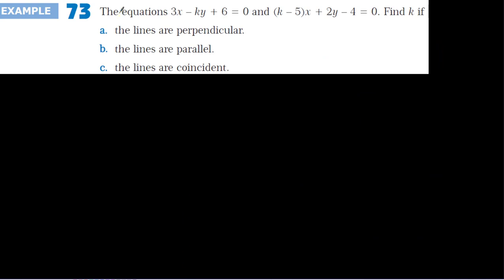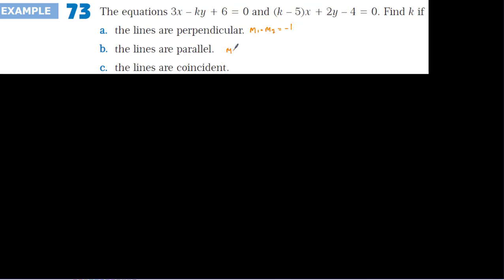Now we are going to continue with this question. The equations 3x minus ky plus 6 is equal to 0 and (k minus 5)x plus 2y minus 4 is equal to 0. Find the value of k if the lines are perpendicular, if the lines are parallel, so we are going to solve the question 3 different times by using the same equations. In the first condition, it says that the lines are perpendicular, which means that m1 times m2 is equal to minus 1.